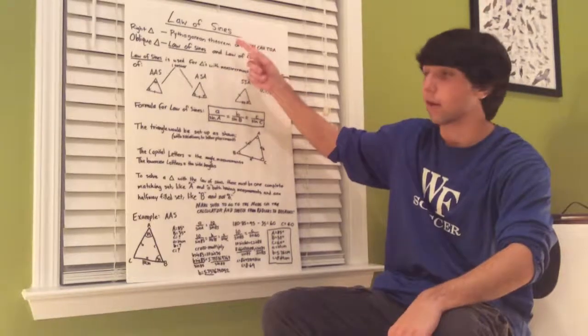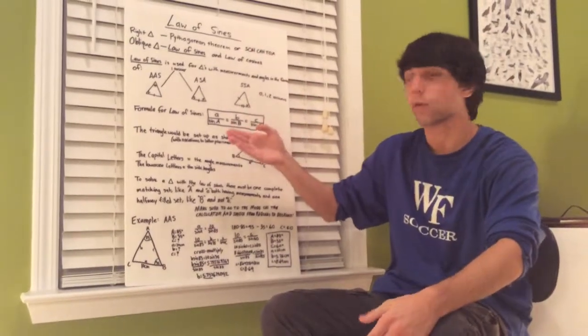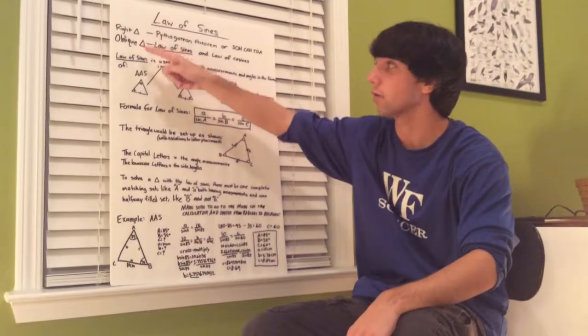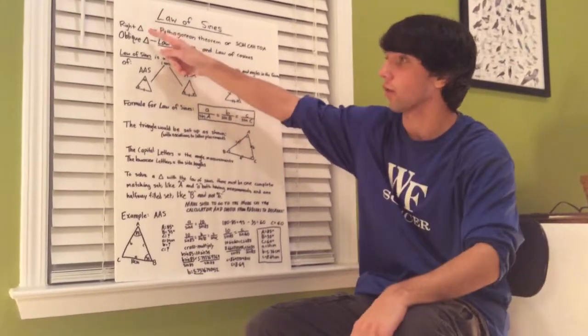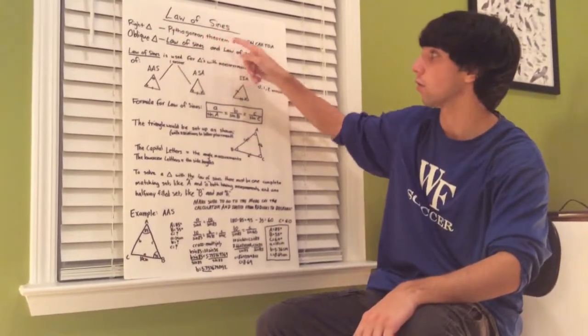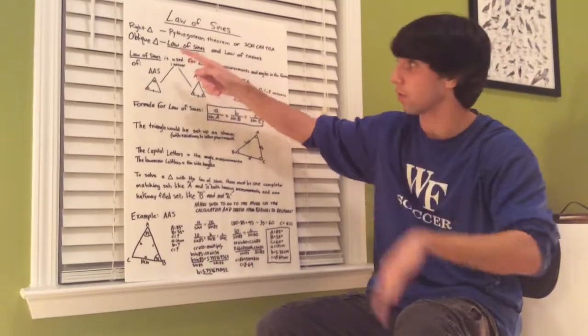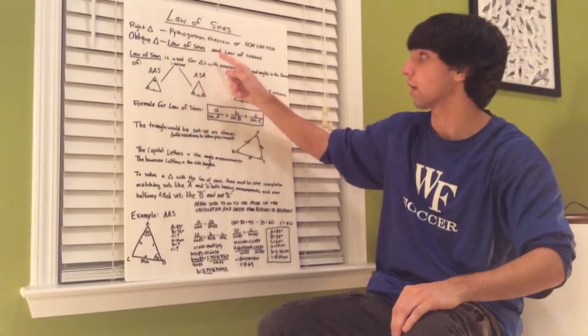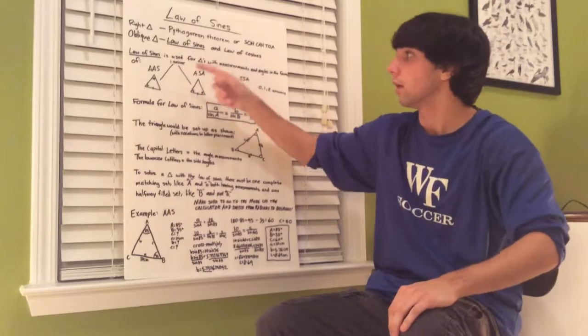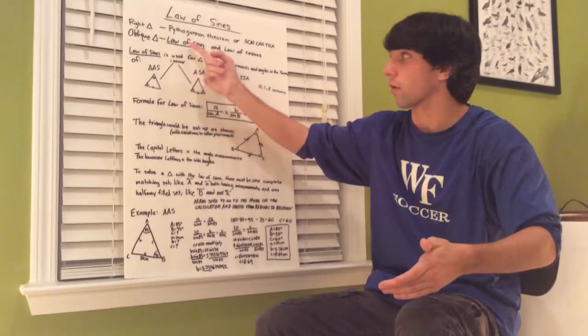Going to be going over the law of sines. Now, if you have a triangle in a problem, you have to ask yourself, is it a right triangle or an oblique triangle? If it's a right triangle, you're going to use the Pythagorean theorem or SOHCAHTOA. If it's an oblique triangle, you're going to use the law of sines and law of cosines. We're just going to focus on the law of sines for now.